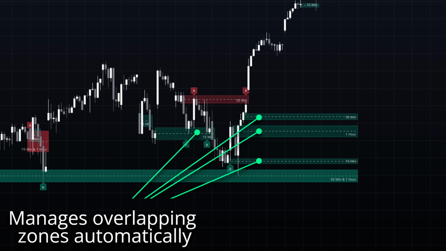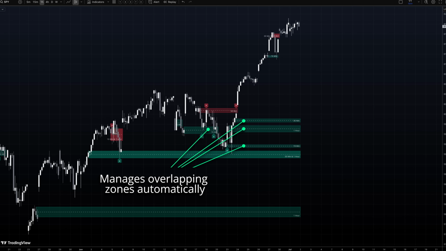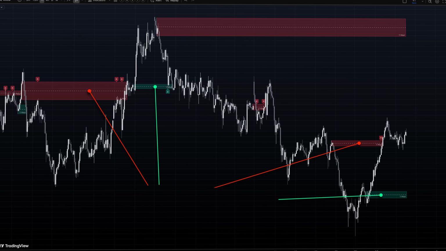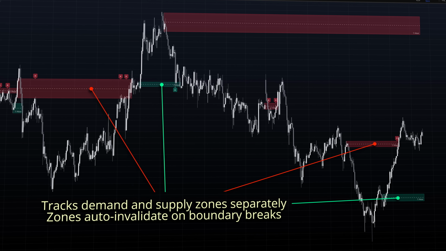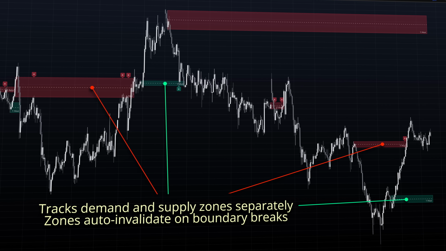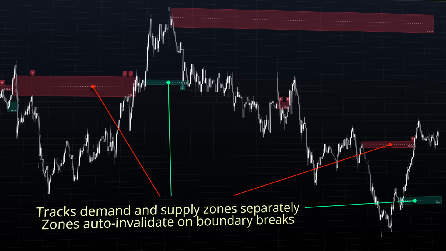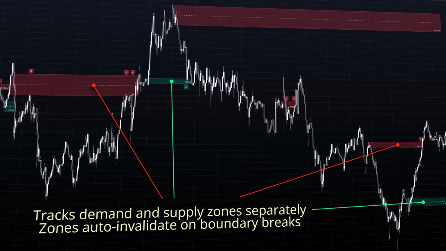When zones from different time frames intersect, it merges them into unified areas with enhanced visual prominence. This prevents chart clutter while preserving critical information about multi-timeframe confluence. The system maintains separate tracking for demand zones, areas of buying pressure, and supply zones, areas of selling pressure, with automatic invalidation when price breaks through established boundaries.